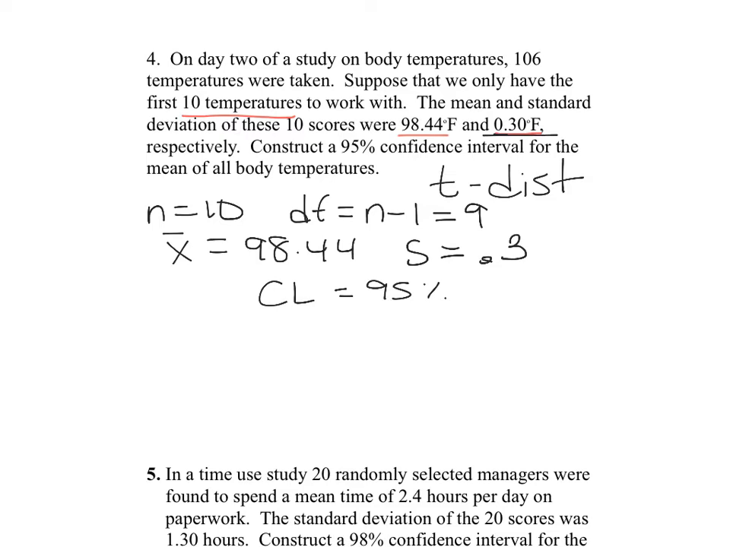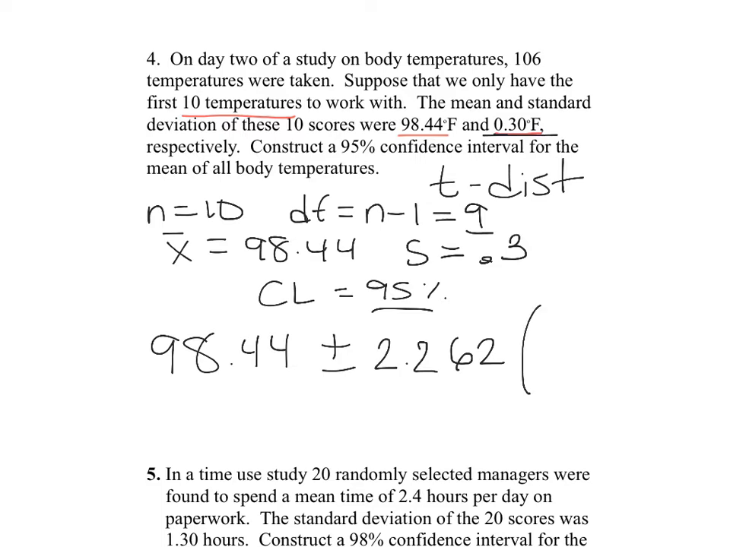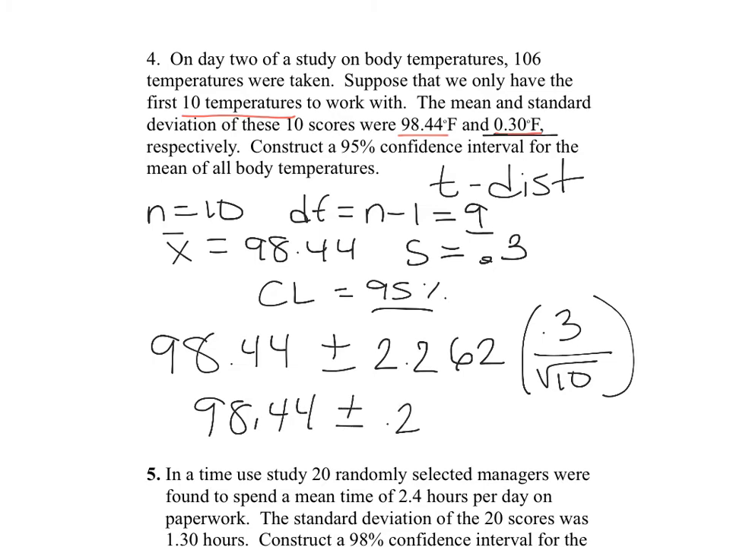Now let's set up our interval. So we have 98.44 plus or minus the t value in this case, based on the 95% level and 9 degrees of freedom, is 2.262. Once again, if you have any trouble, please refer to the lecture on finding confidence levels for t-distributions. And we multiply that by 0.3 over the square root of 10. And we get the following: 98.44 plus or minus a margin of error of 0.214.